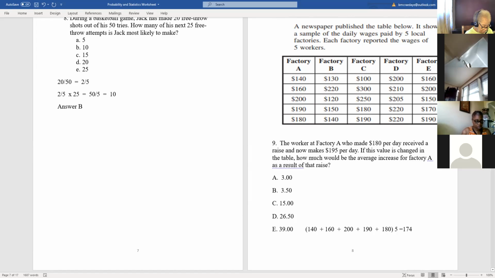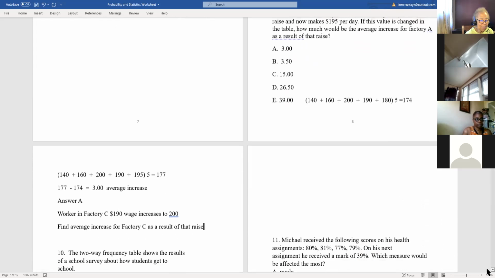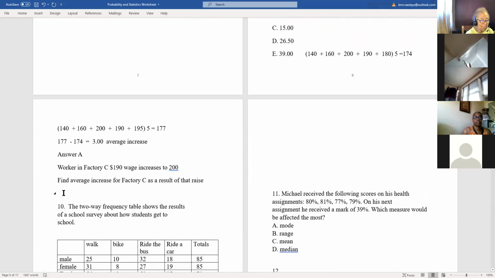Then when you send the 190 to 200 for factory C, you had an increase to 1030, right? Yes. And then divided by 5, I had an average of 206. That's correct. So what was your average increase? The average increase was $2.